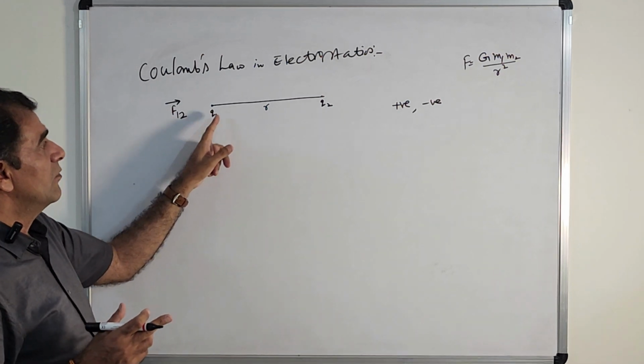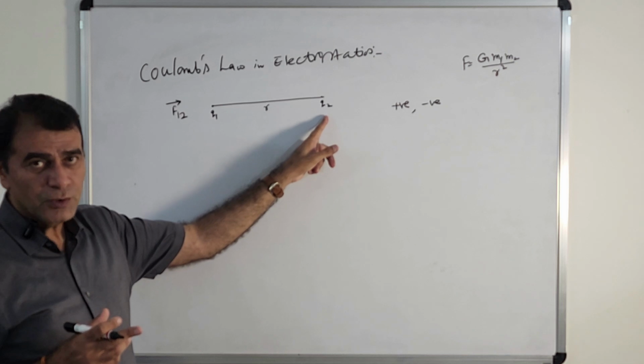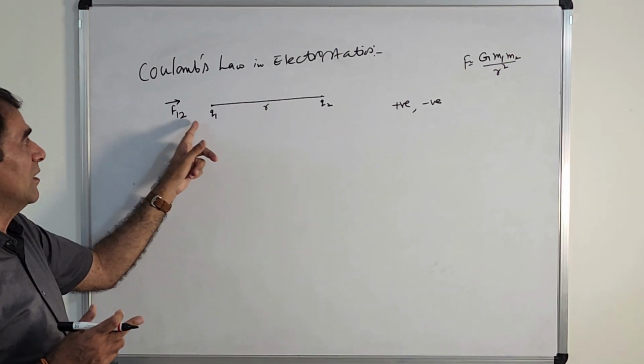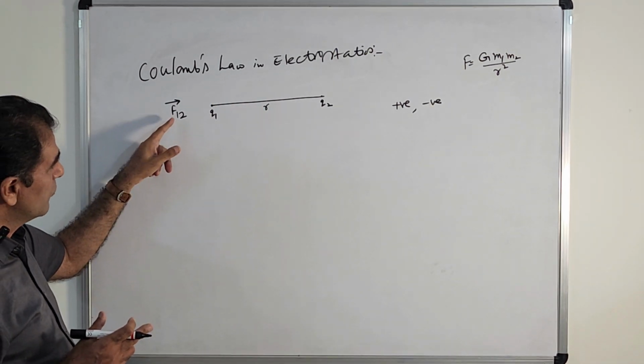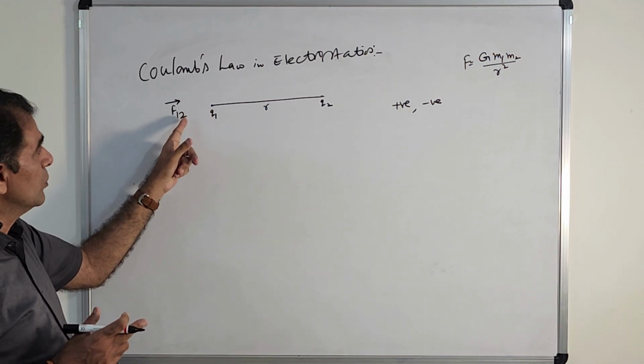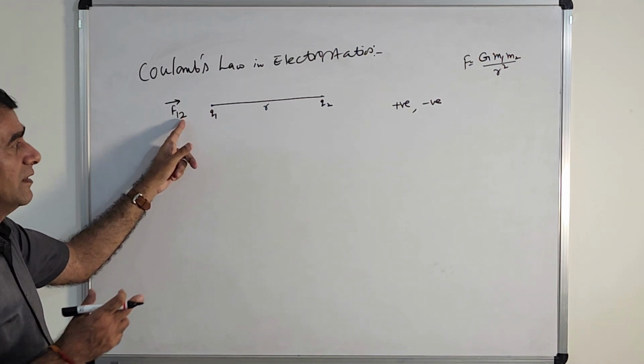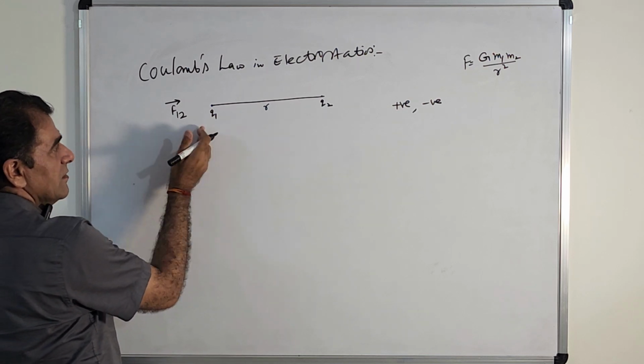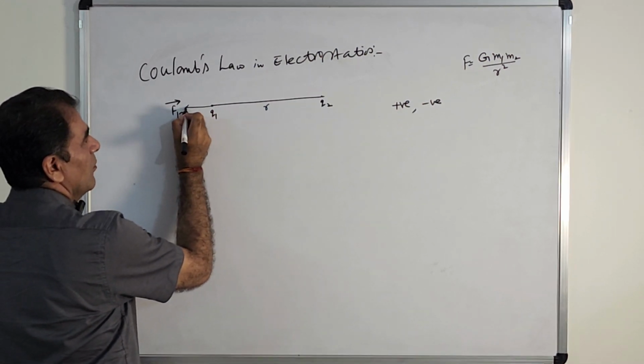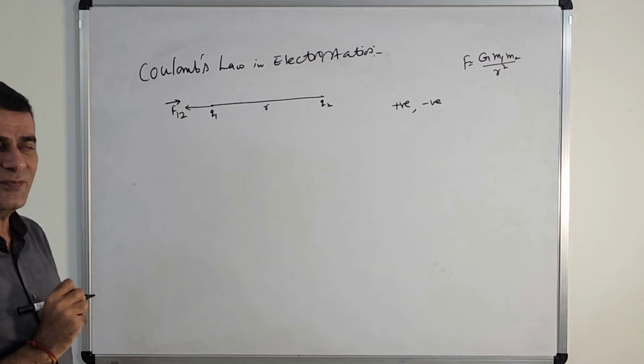Now Q1 will exert force on Q2, and Q2 will exert force on Q1. And what is F12? Force on 1, meaning Q1, due to 2, right? And it will be towards this direction. So it will be towards this, right?